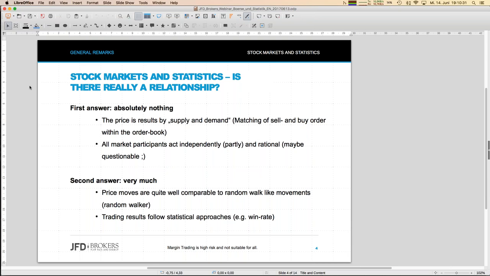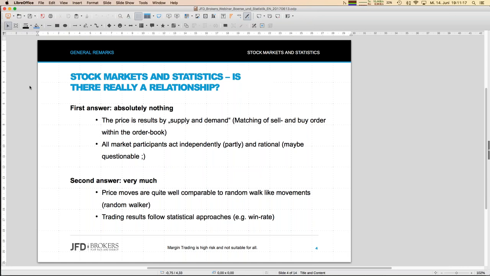You know, when you place orders, when you place trades, when you finish trades, when you open trades, maybe it's not always that rational, honestly speaking. But in principle, the answer is yes, all the participants act rational. So why the hell, if everybody is acting independent, rational, and the price is simply a result of matching of orders, should there be any room for randomness, for statistics like that? So in principle, the answer should be no. Absolutely nothing, no relationship, because everything is logic and not random.